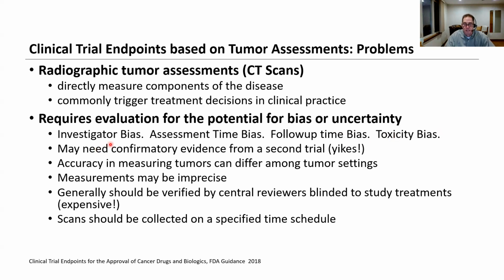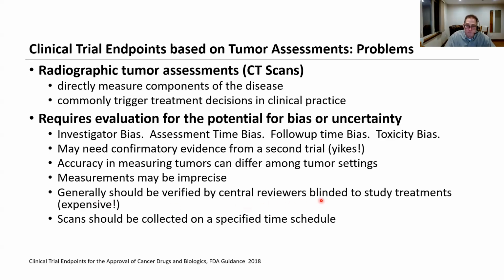Because of that, the FDA is a little bit skeptical. And so they may require confirmatory evidence from a second trial. So if they really don't like the way these biases were controlled in the first trial, they may ask for a second one, which would be rather expensive. Accuracy in measuring tumors can be different based on the tumor setting, where the tumor is, how easy it is to measure, right? You have to be able to see it and measure it in the same dimension each time. So this can get challenging. So the measurements may be imprecise. Sometimes they're using calipers on a scan image to get a dimension, and this is imprecise.